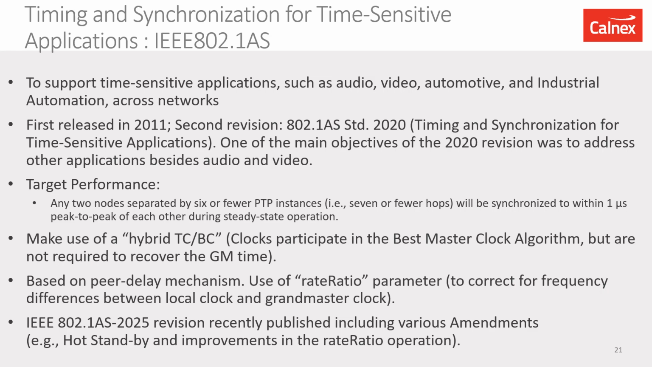Recently a further version has been released in 2025 that is including several amendments that have been developed over these years, in particular enhancing aspects in terms of redundancy with the new hot standby function, but also improving performance with the rate ratio operations. This is a way to keep track of frequency differences in the clocks in the network, so as to improve the recovery of timing.